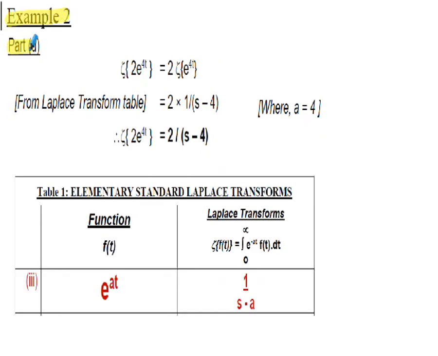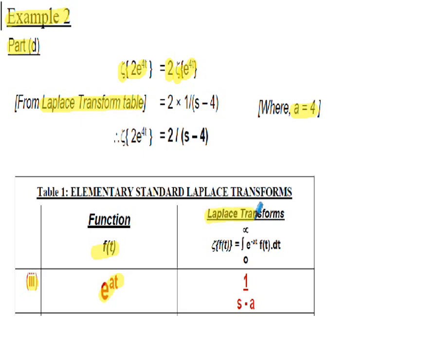Example 2, part D, we're asked to find the Laplace transform of 2 multiplied by e to the 4t. Again, the 2 is a factor on the exponential function, so on the right hand side of the equation I can take it outside the Laplace transform, so I write 2 Laplace of e to the 4t. Referring to our Laplace transform table, the function of t we're looking for here is item 3 in the table, and that's e to the at, where a in this case is 4.